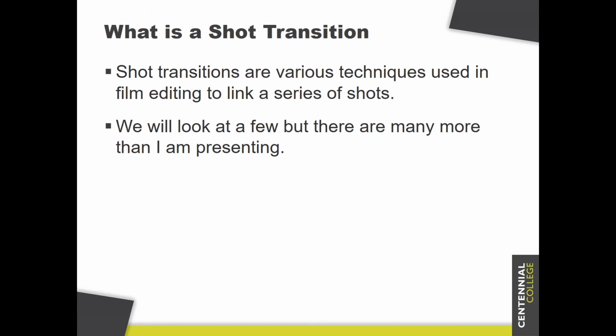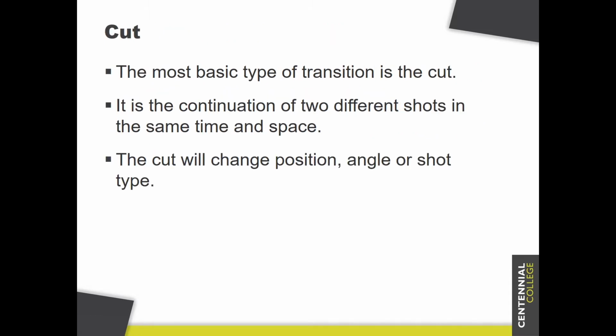So let's start off right away with the idea of the cut. The cut is the most basic type of transition, and we've seen this many, many times. It's often called the cut or the hard cut, and really all it is is a very sudden switch to a new camera shot. An extremely sudden switch to a new angle or position or shot type. And this is how we link shots together. We just suddenly do it.